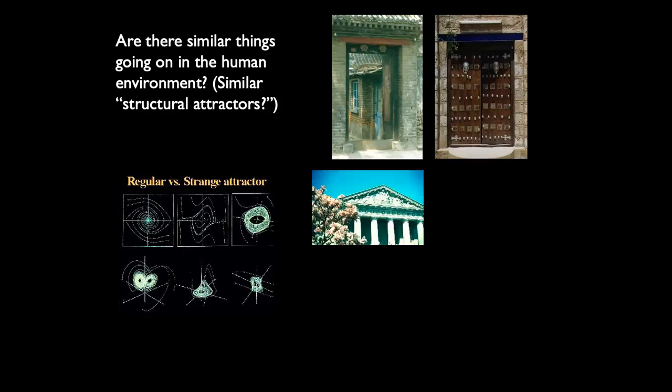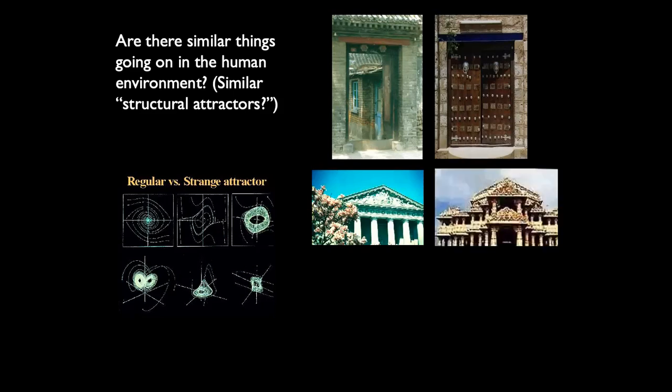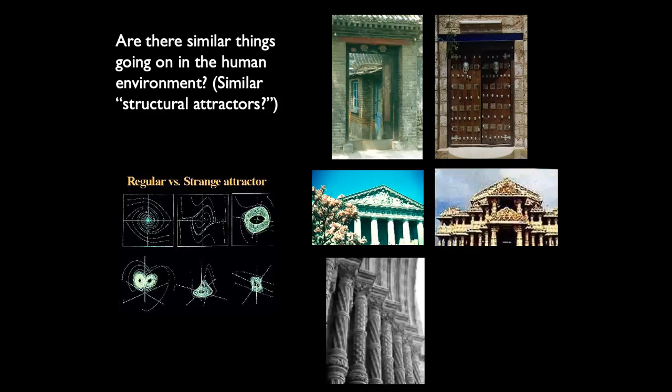How about the shape of a roof that sheds rain? And rain exists around the globe, of course. And lo and behold, you'll see the same sort of vaulted roof shape in cultures around the world, because it sheds rain, sheds snow, deflects the wind and so on. It has the same structural attractor that resolves the problem.